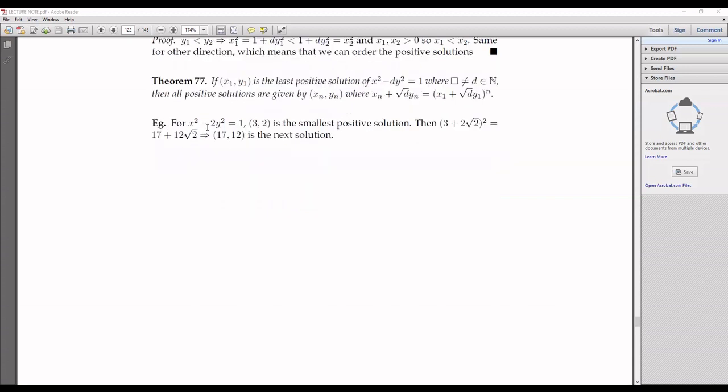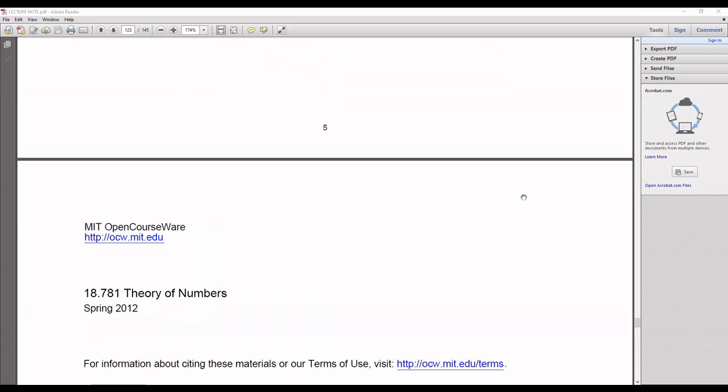They gave just one example, but we are not satisfied with the example. Of course, we need the proof, and the proof is given in the next lecture.